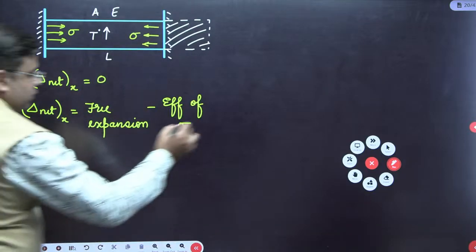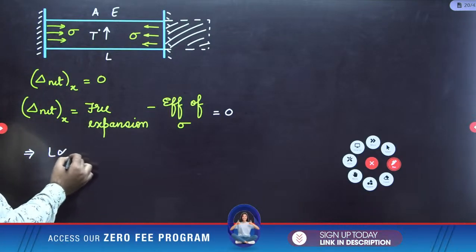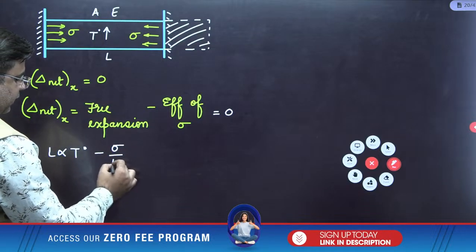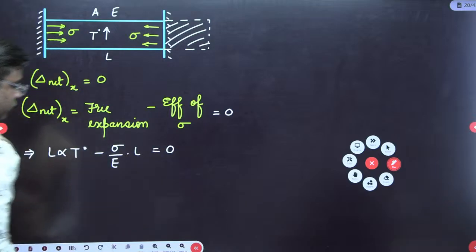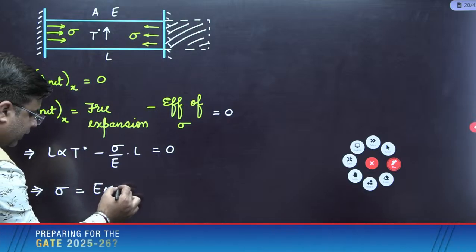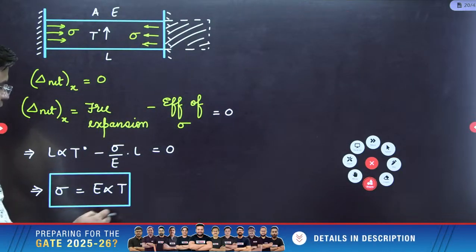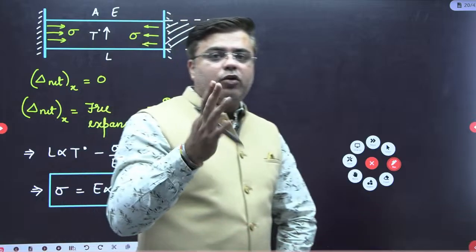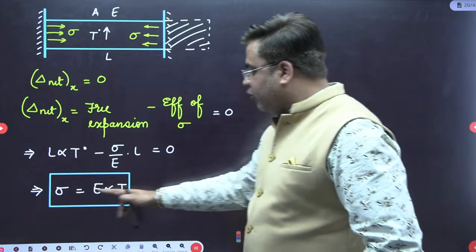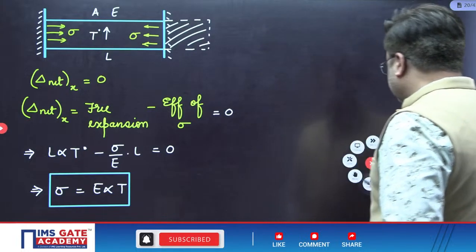Now see the free expansion. So this total should be equal to 0. Free expansion is equal to L alpha delta T, which is T degrees Celsius, minus sigma by E into L equal to 0. So from here the value of sigma is coming out as E alpha T. From here I can conclude that with change in length, there will be no impact on the thermal stress, because thermal stress does not depend on the length. But again, if you want to prove it, this is how we can go about it.